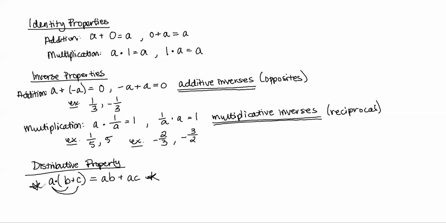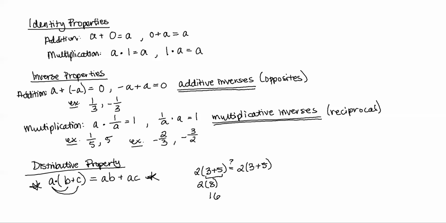So let's go ahead and just take a look at why this property works. Let's say we have 2 times 3 plus 5. And we're going to go ahead and simplify this both ways. I'll put a question mark on top of the equal sign, so we don't know if they're actually equal yet. The first way we can do it is just by using order of operations like we've done before. So simplify inside the parentheses. So we get 2 times 8, and 2 times 8 is 16.